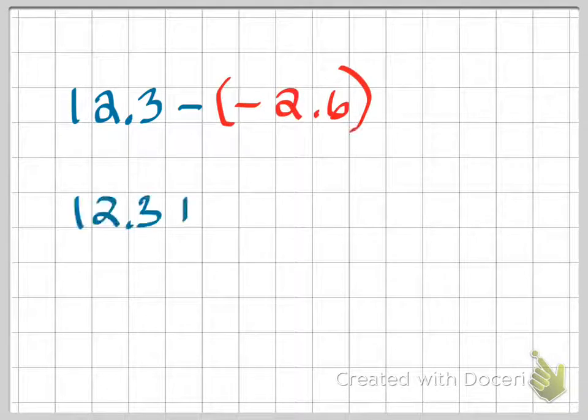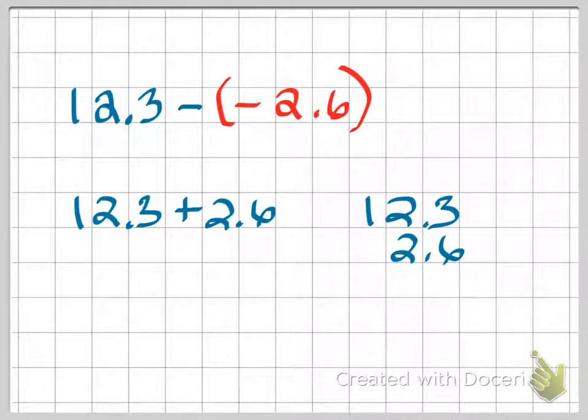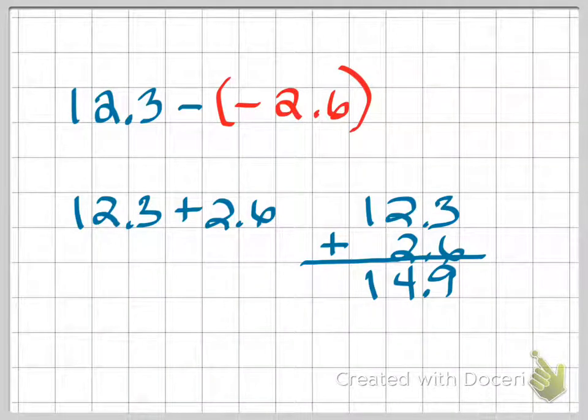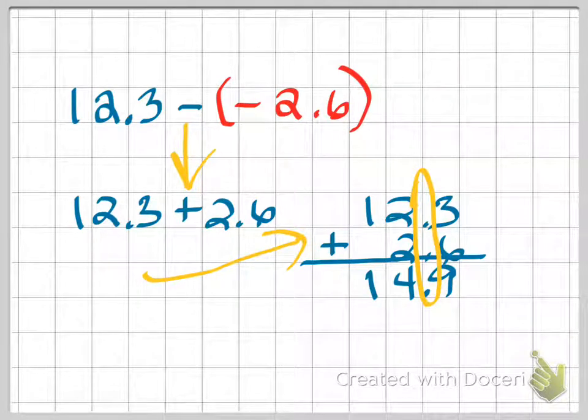Here's yet another example, 12 and 3/10 minus a negative 2 and 6/10. Like in the integer rules, subtracting a negative changes it to a positive. So I rewrote my equation over here, lined up my decimals, and then added normally. 12 and 3/10 plus 2 and 6/10 gives me a final answer of 14 and 9/10.